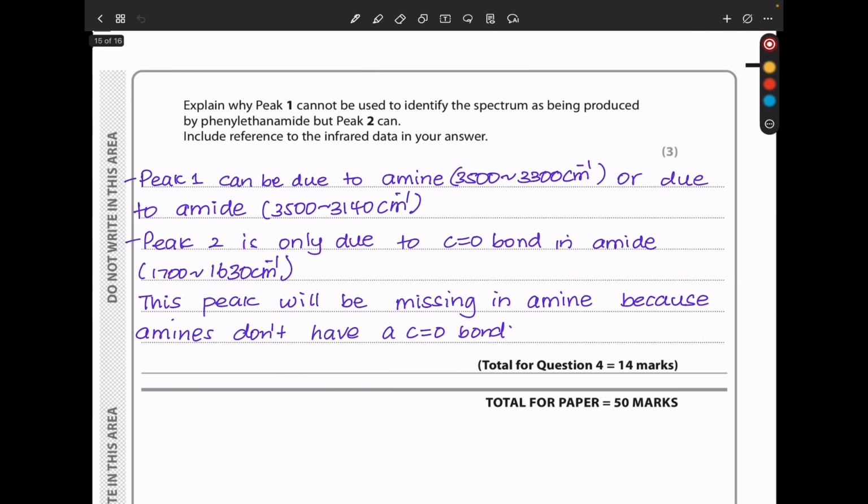So here I say peak 1 can be due to an amine in that stretch, or due to an amide in that range. Peak 2 is only due to the carbon-oxygen bond in amide, which is that, and this peak will be missing in the amine because amines don't have a carbon-oxygen double bond. So this brings us to the end of question 4 as well as to the end of the whole paper.